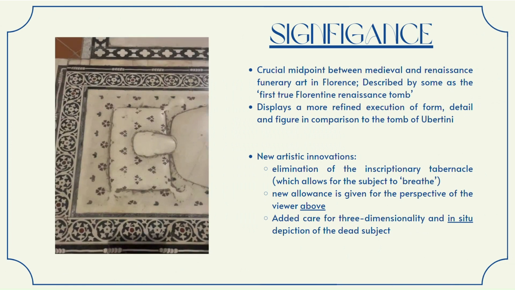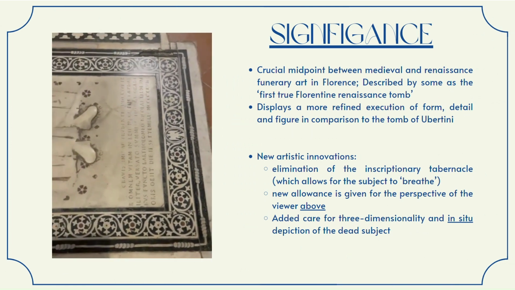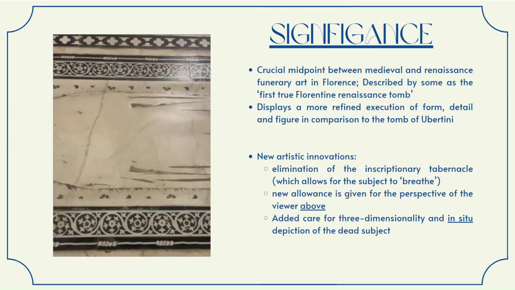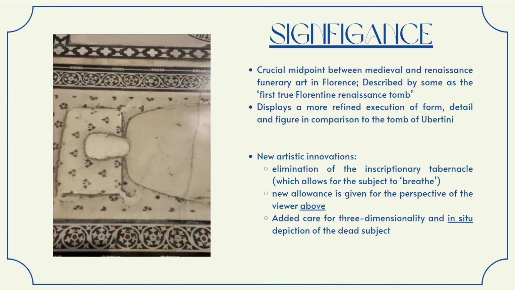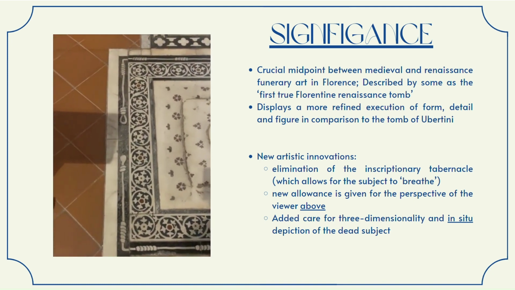Its significance is interesting because it moves on from our previous tomb slab. It's a crucial midpoint between medieval and Renaissance funerary art in Florence, and it's described by some as the first true Florentine Renaissance tomb. It displays a more refined execution of form, detail, and figure, and it innovates in some surprising ways, namely the elimination of inscriptionary tabernacle and the new allowance for the perspective of the viewer.